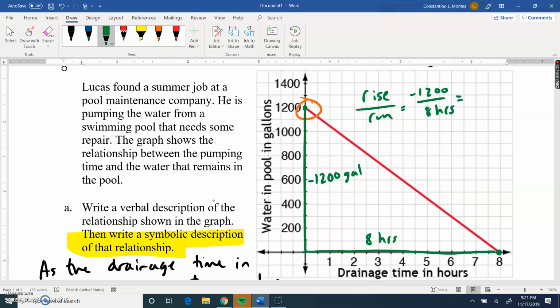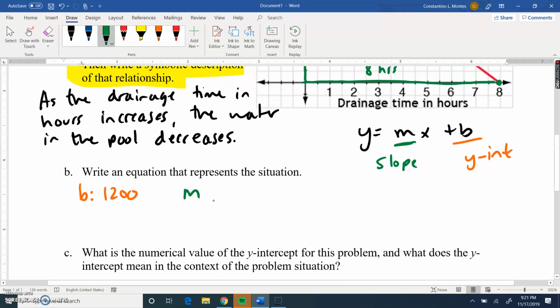Whoops, not 800. Negative 1,200 divided by 8 hours is negative 150 gallons per hour. That's how much water is being lost every hour, or being drained from the pool every hour. So I'm going to go down here. I'm going to say M is negative 150.